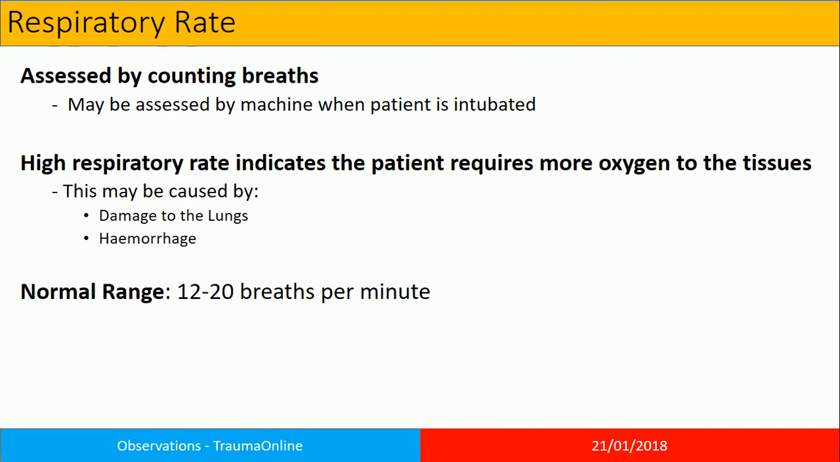The respiratory rate is how many breaths the patient takes in a minute. This is usually done by physically counting the number of times that a patient breathes, although if they've been intubated and are on a machine, then the machine may be monitoring this for you, or indeed performing the patient's breathing for them. If a patient requires more oxygen to their tissues, their respiratory rate will increase. And this may be caused by hemorrhage, similarly with the blood pressure and the heart rate, or by damage to the lungs.